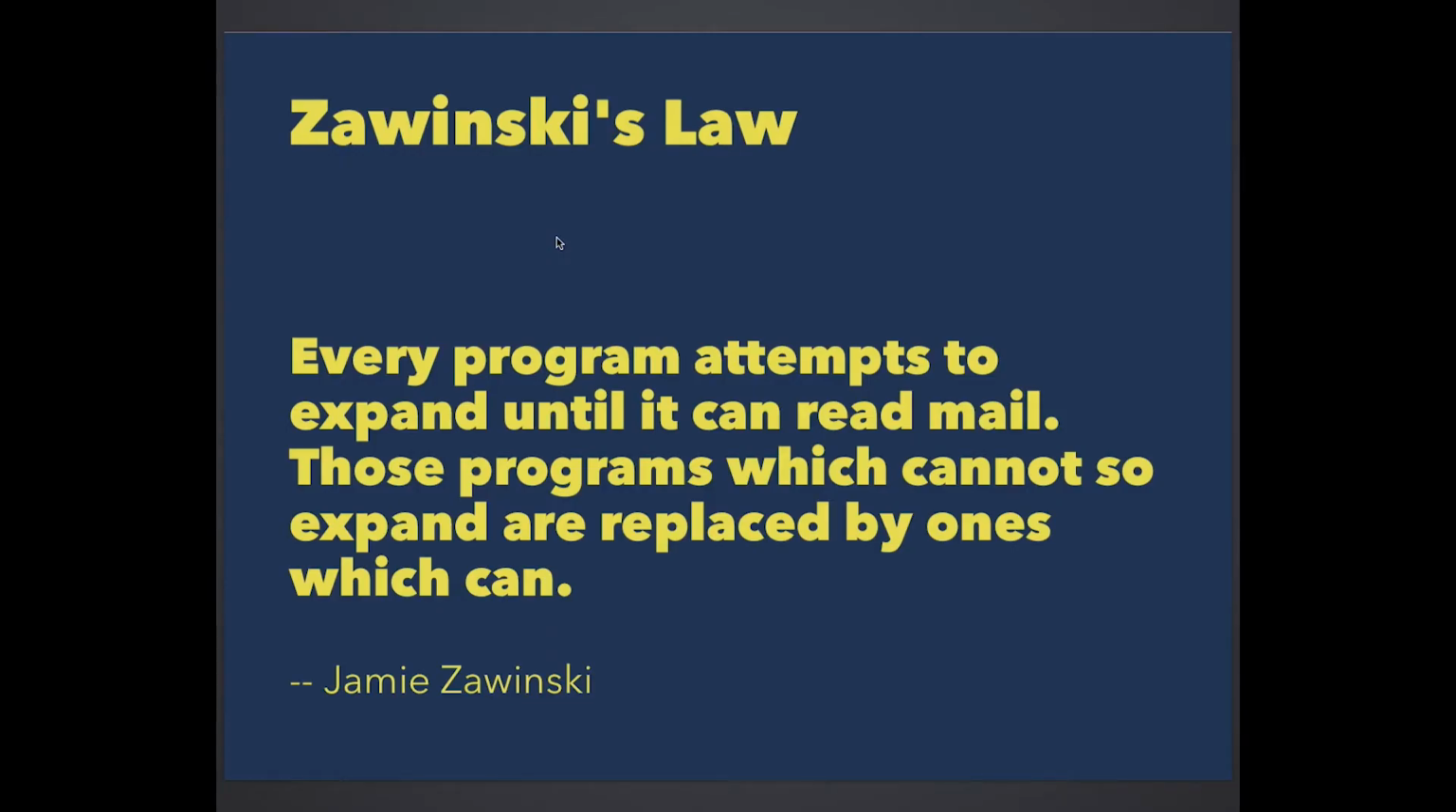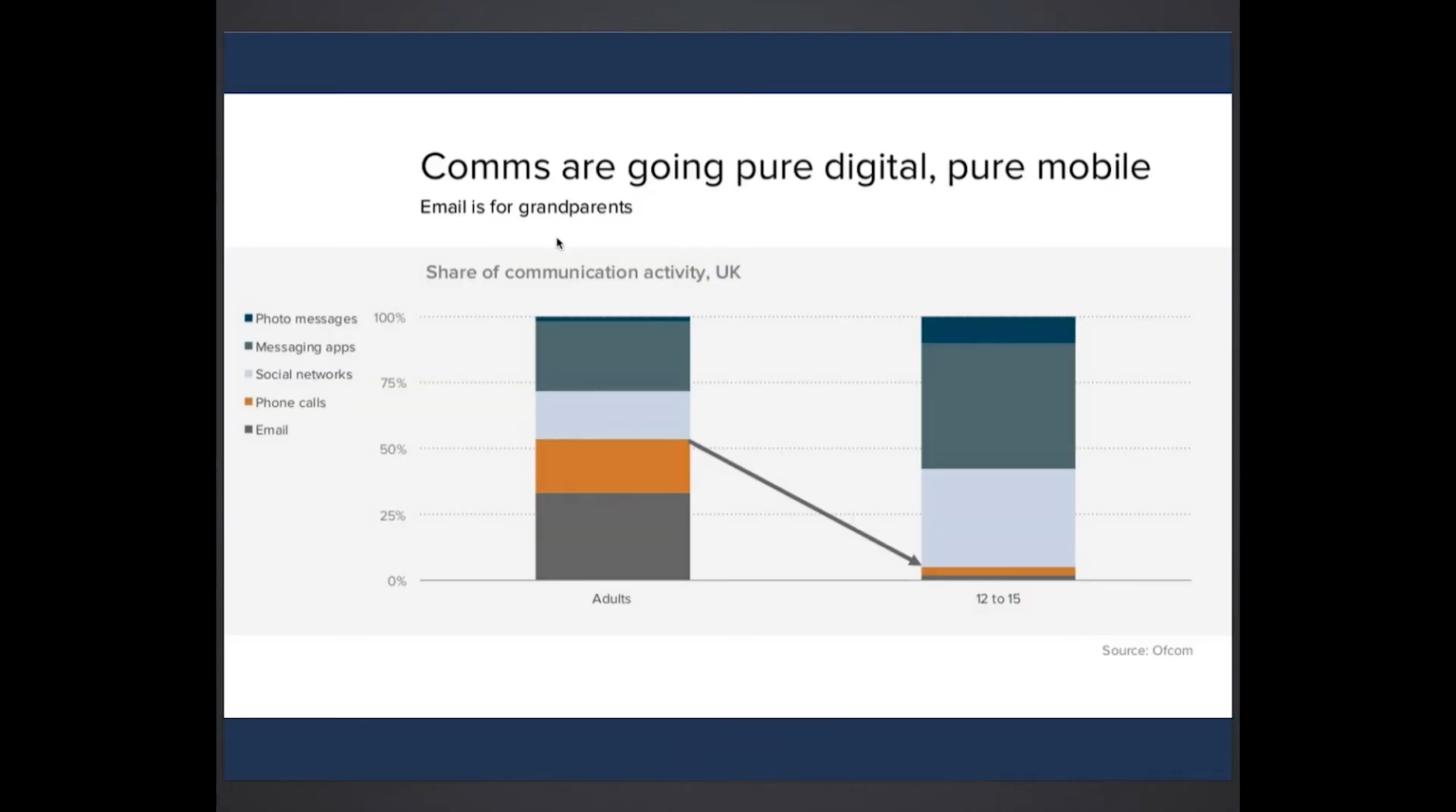So the first one, and probably the most common one that people are familiar with, is any kind of chat. So to start, there is this thing called Zawinski's law from Jamie Zawinski, unsurprisingly, which is every program attempts to expand until it can read mail. Those programs which cannot so expand are replaced by ones which can. This is kind of funny, but kind of relevant at the same time.